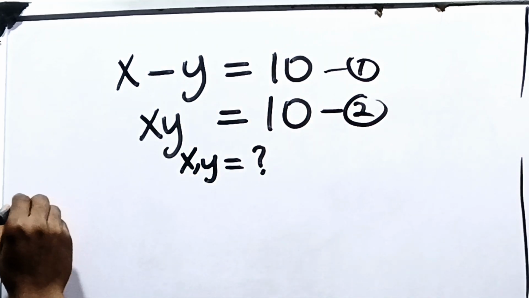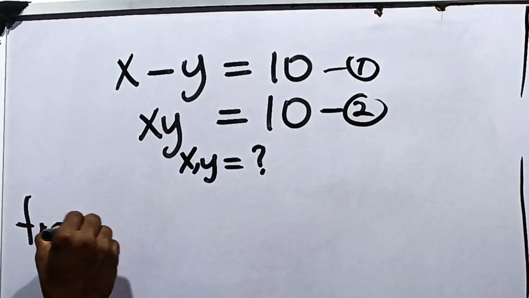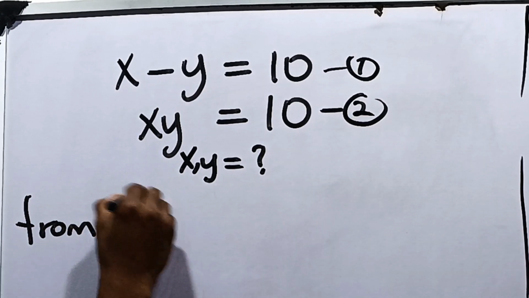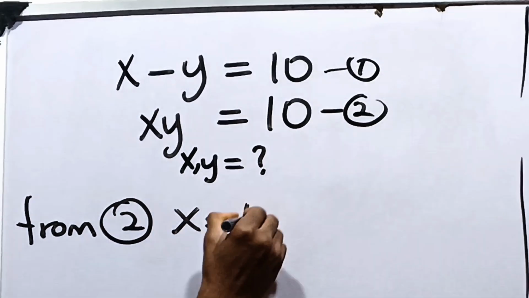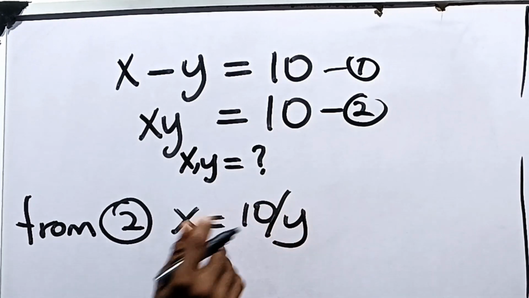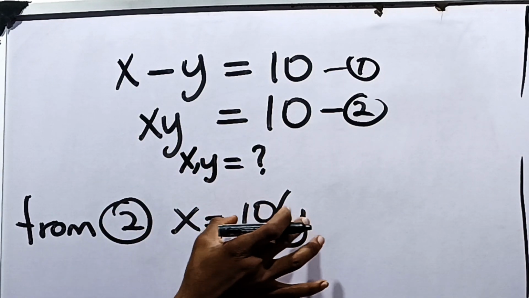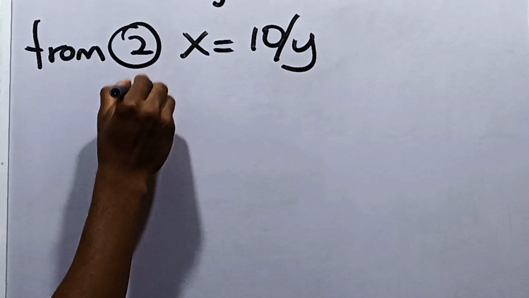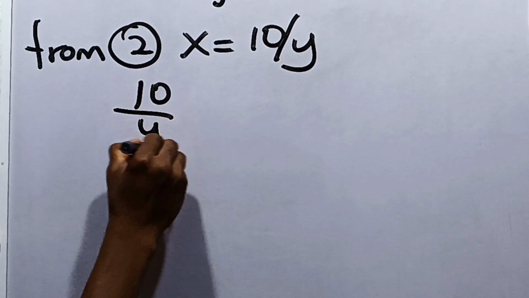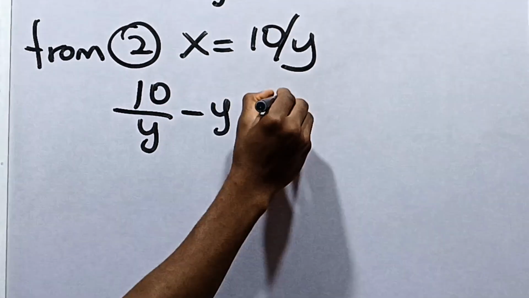So from equation 2, we're going to have that x is equal to 10 over y. Now we go back to equation 1 and substitute x as 10 over y. So we have x becoming 10 over y, minus y, to be equal to 10.